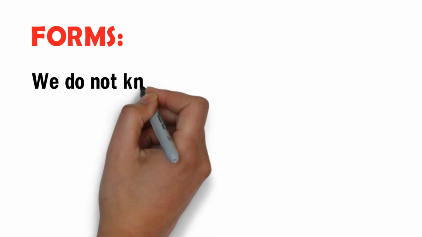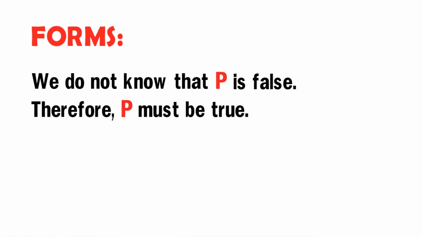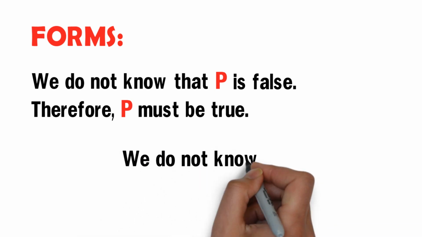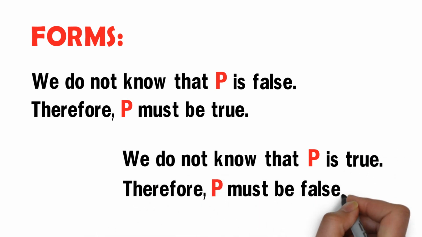The form of an appeal to ignorance fallacy looks like this. We do not know that P is false. Therefore, P must be true. Or, we do not know that P is true. Therefore, P must be false.